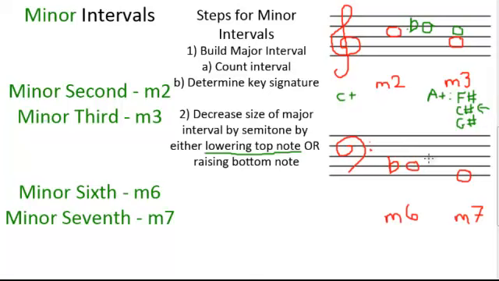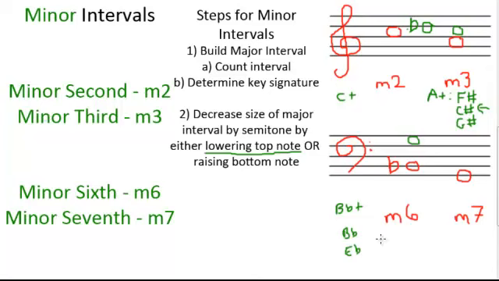So now let's try our minor sixth. The first step again: build the major interval, count up 6 all the way up to a G. Take the key signature of the bottom note, so that's a B flat, meaning we are in B flat major. B flat major has 2 flats, that's a B flat and an E flat.